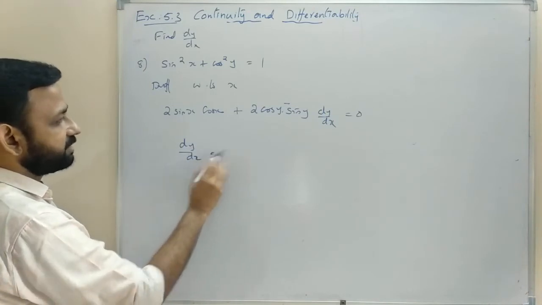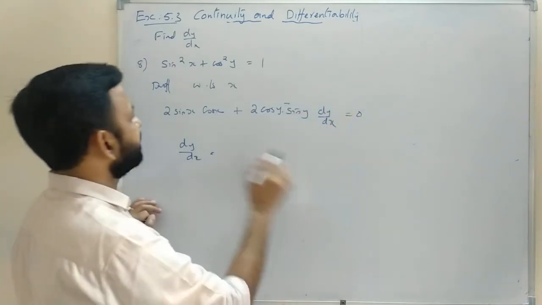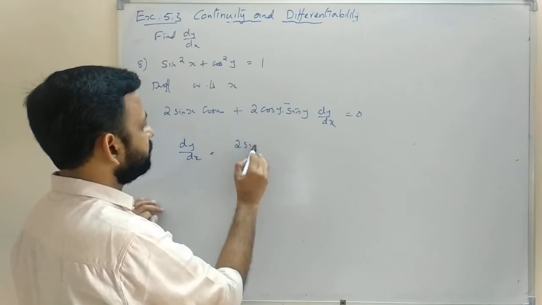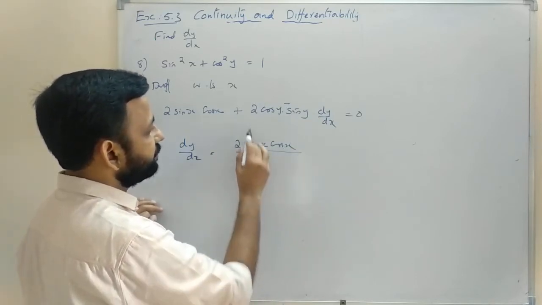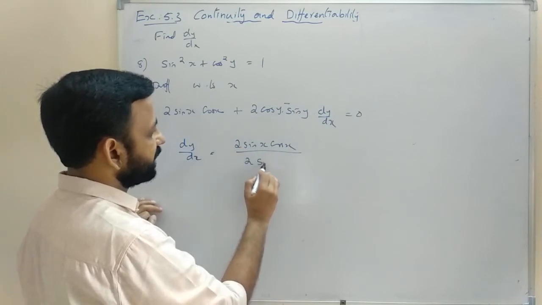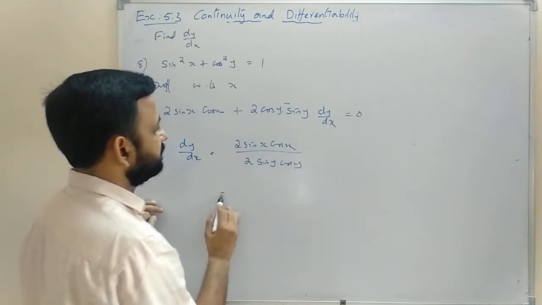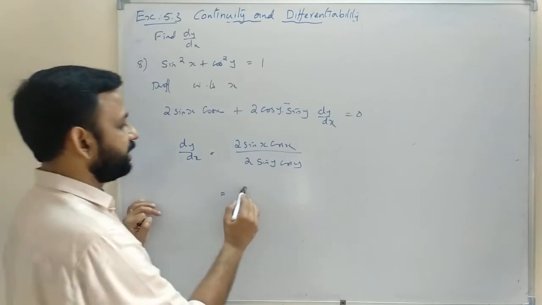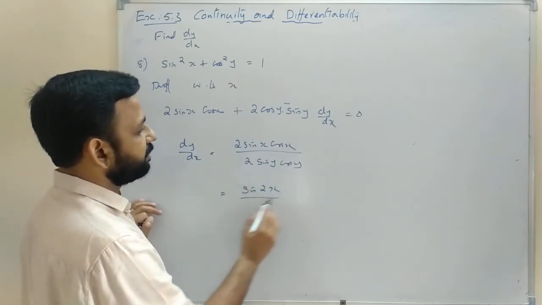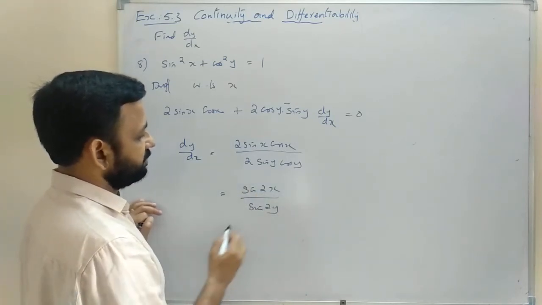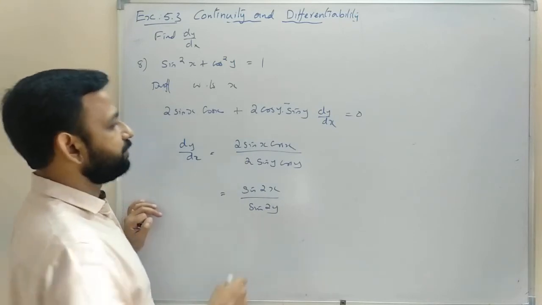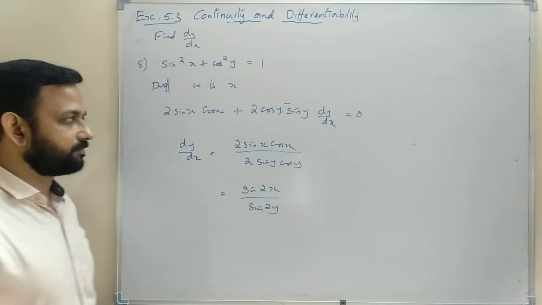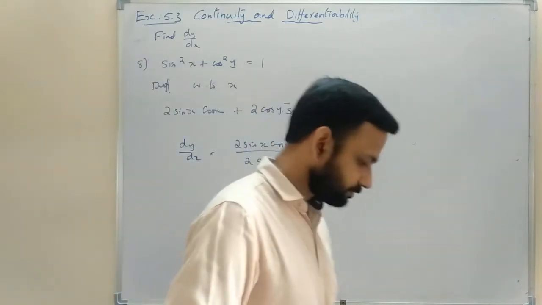Dy by dx is equal to, when we take from left to right, then we will get 2 sin x cos x upon 2 sin y cos y. So 2 sin a cos a, that is sin 2a, so sin 2x upon sin 2y. That is the answer, dy by dx.